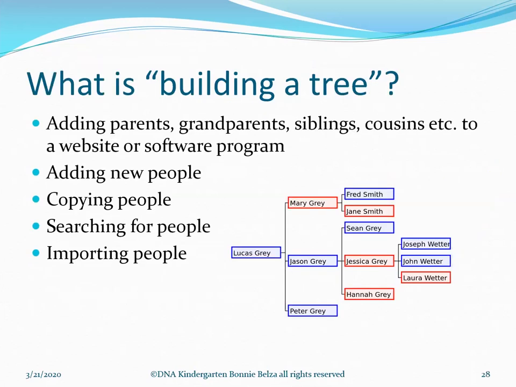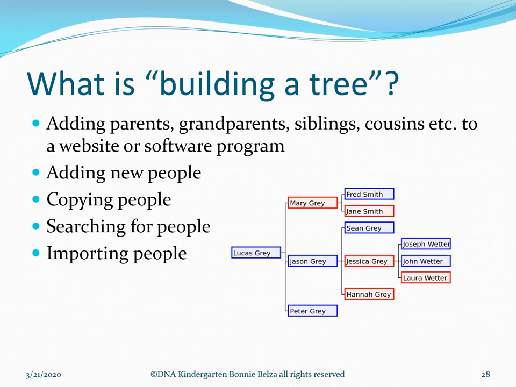So what does it mean to build a tree? You're going to either build a pedigree as shown here, left to right, or you can also look at this as a descendancy tree from the oldest ancestor coming forward. All of the sites allow you to build a tree. And what they allow you to do is to add your parents or the match's parents, and going back in time, add grandparents, siblings, cousins, etc. You can do this at all the websites and build a tree for yourself or for your matches.